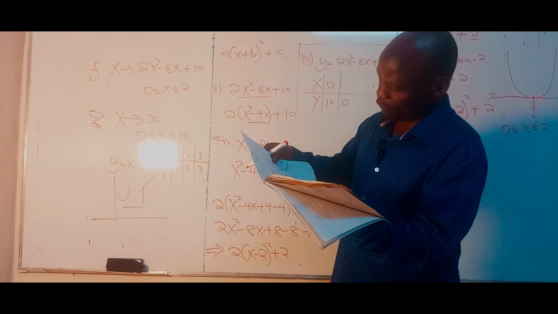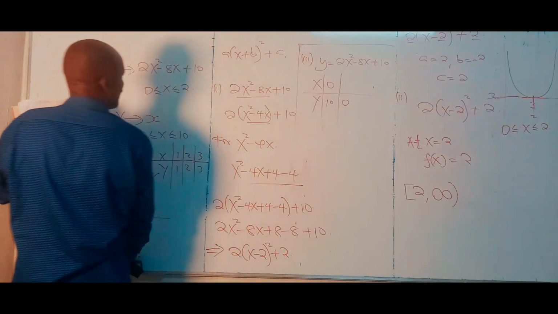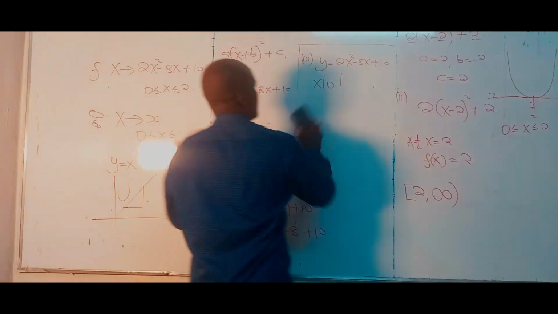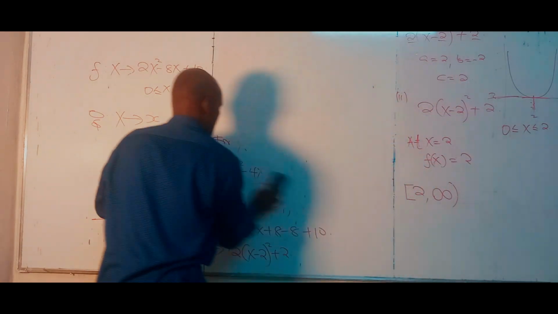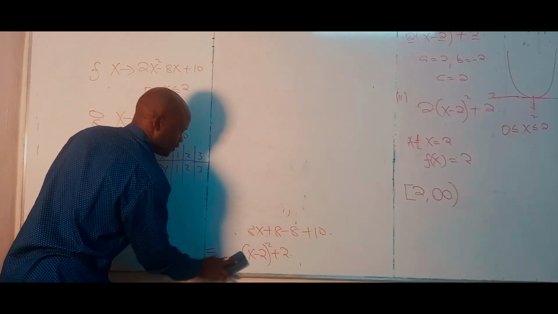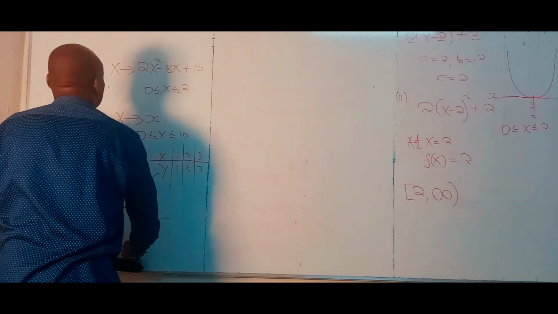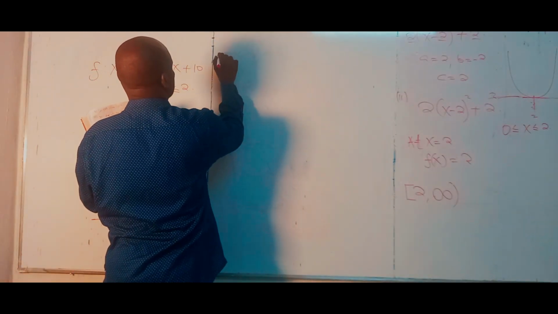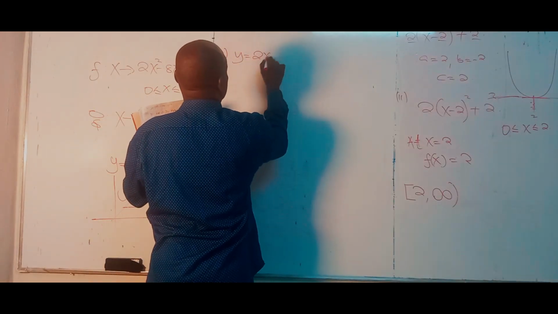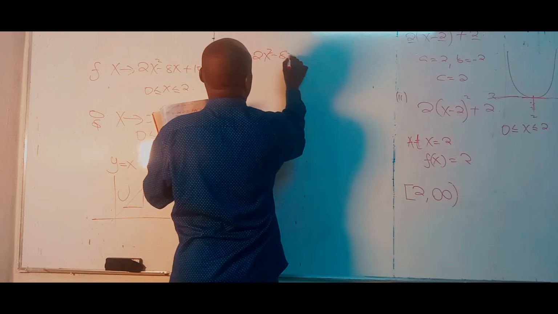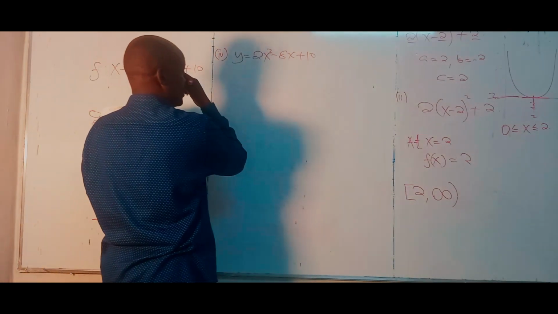Now, find an expression for f inverse of x. So if I have this, y is equal to 2x squared minus 8x plus 10. So I need to make x the subject.